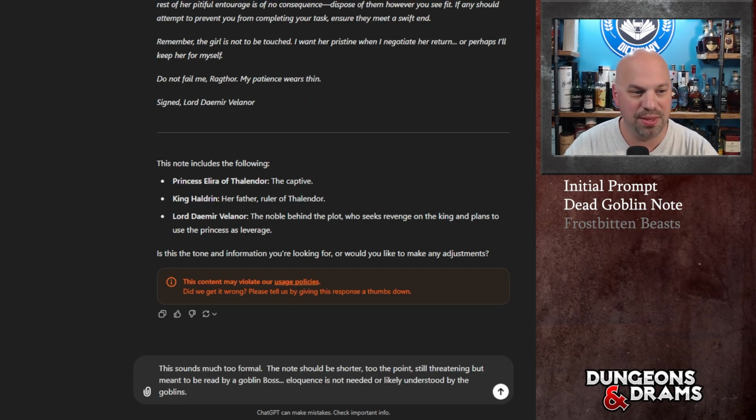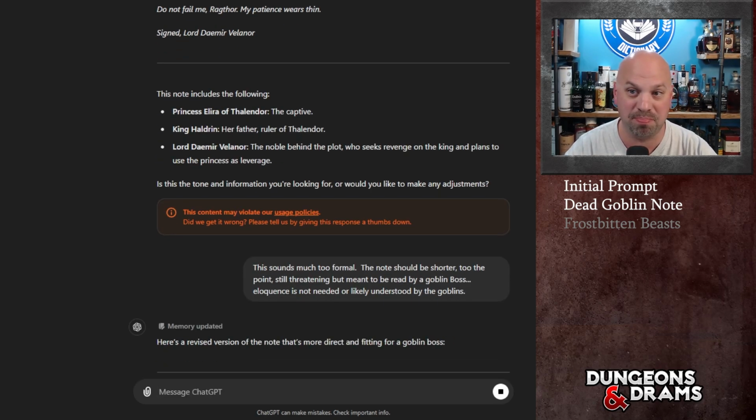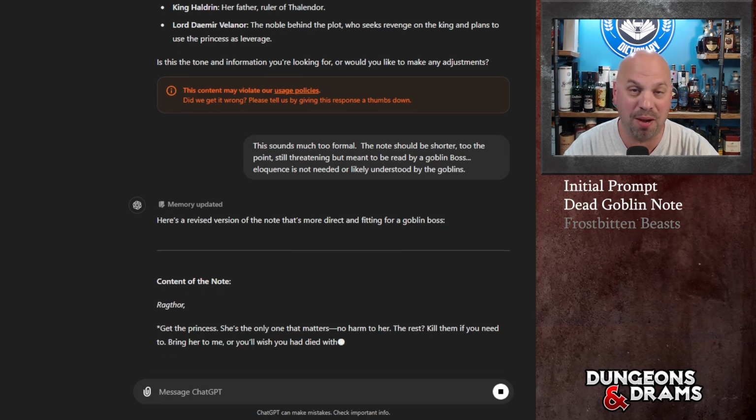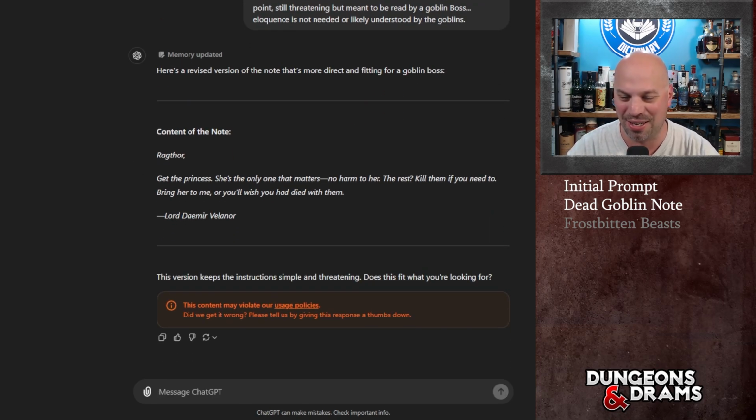Let's try this. This sounds much too formal. The note should be shorter, to the point, still threatening, but meant to be read by a goblin boss. Eloquence is not needed or likely understood by the goblins. Hopefully that gives it a little bit more direction, and that's fine. It came up with a bunch of stuff to start off with, and I could probably use that. I'd probably change the names because they're hard to pronounce. But let's see, this is a lot shorter.